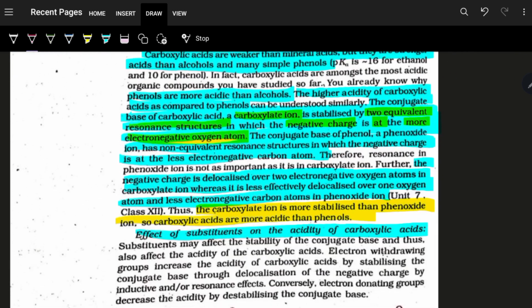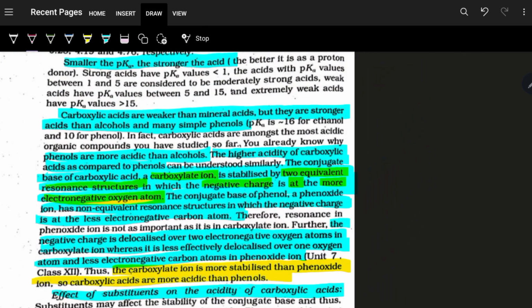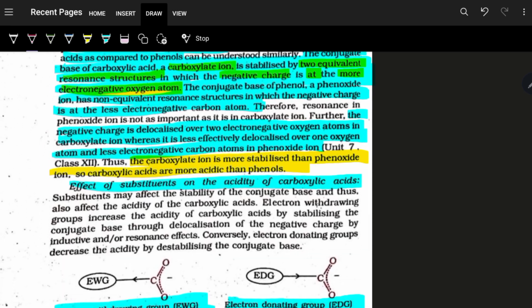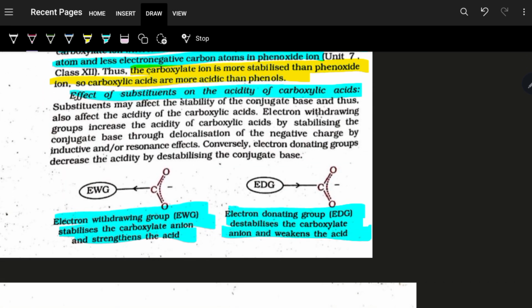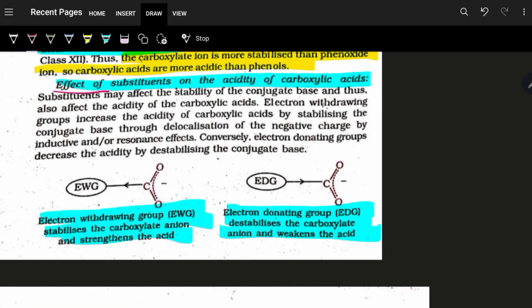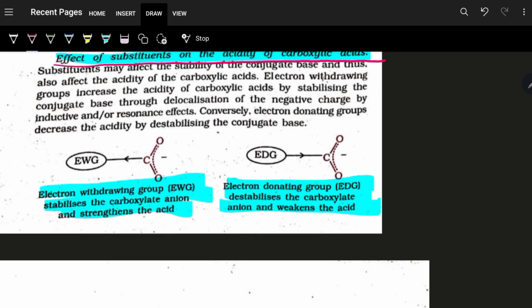So after this, all these things are discussed. Whatever I have said is discussed in these paragraphs. Next, I move on to the effect of substituents on acidity of carboxylic acid. Now, greater is the stability of the conjugate base, greater is the strength of the acid.